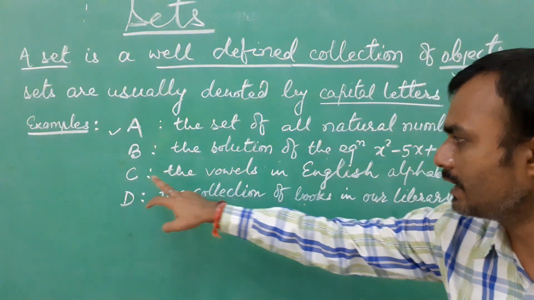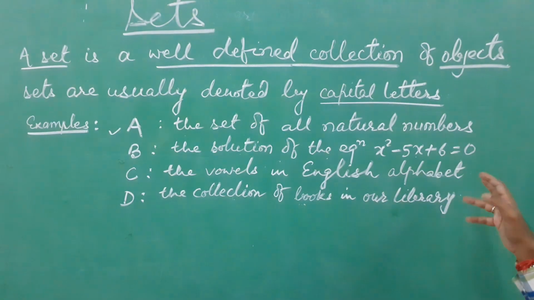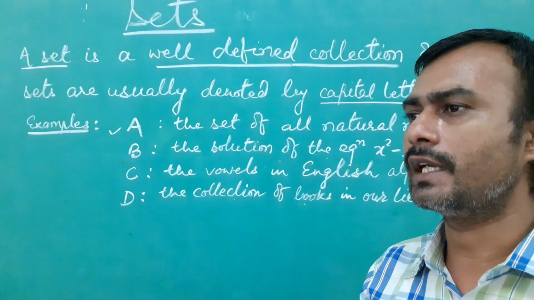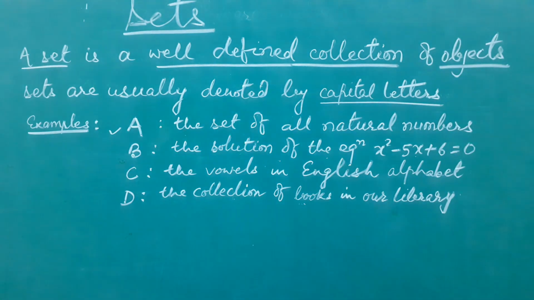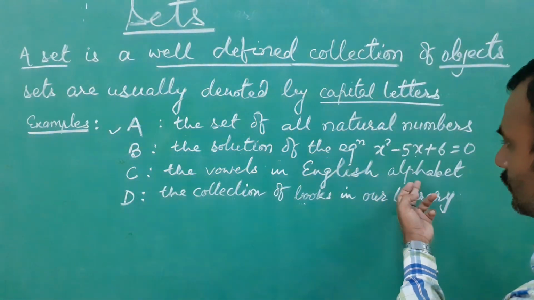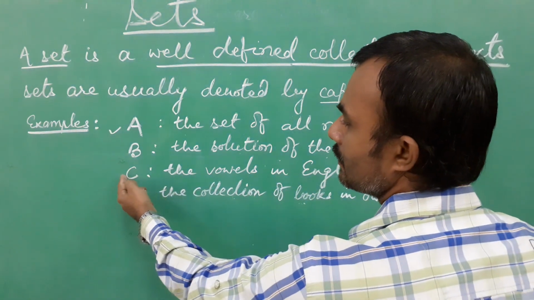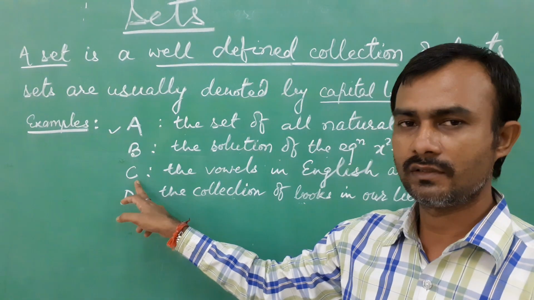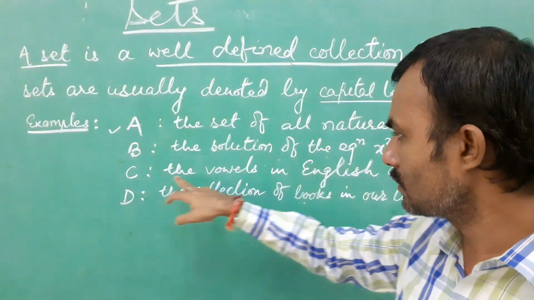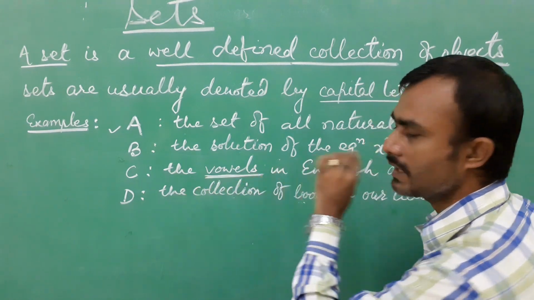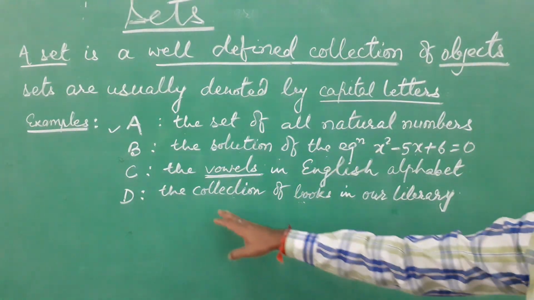In set C, the vowels in the English alphabet. So clearly we have A, E, I, O, U. In this also we can say B, C are not in the set C. D also not, because well defined. This is the criteria.